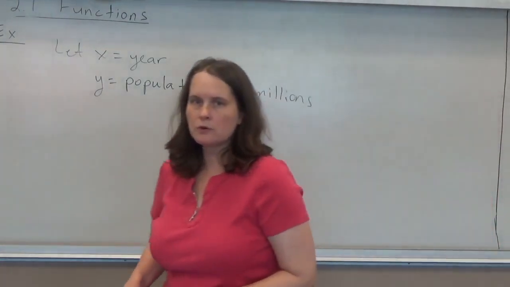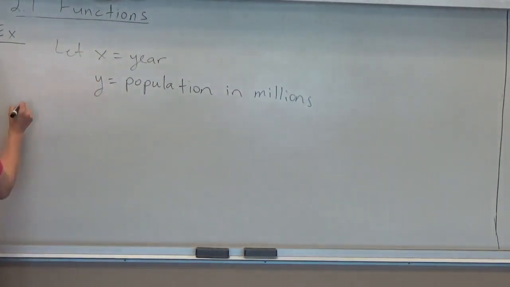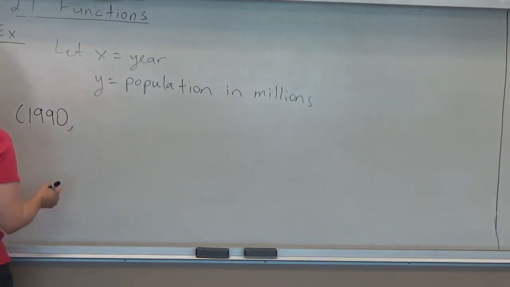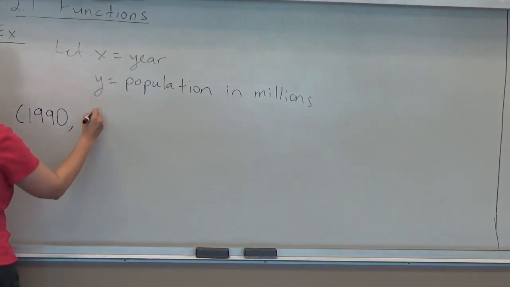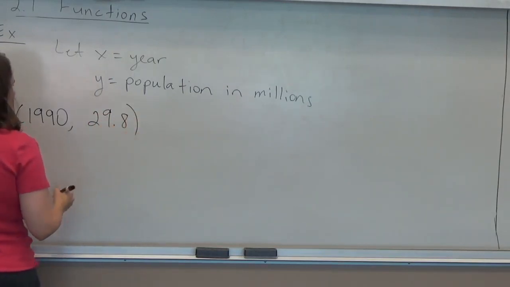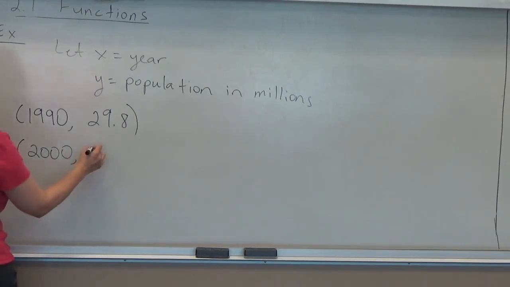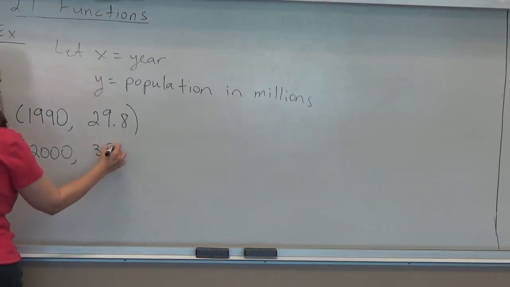Okay, so your two ordered pairs, you should have the year 1990 as an x. The population in that year is 29.8 million. So we defined y to be in millions, so we'll just use 29.8 for our y variable. Our second ordered pair is the year 2000 for the x, and the population in 2000 is 33.9 million.